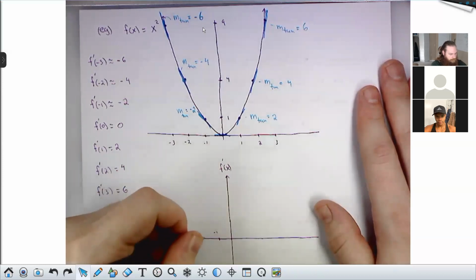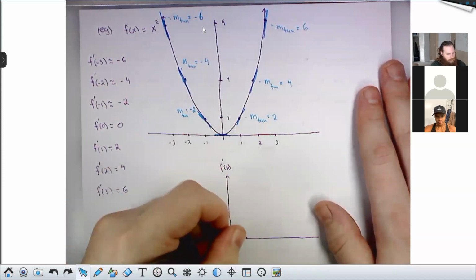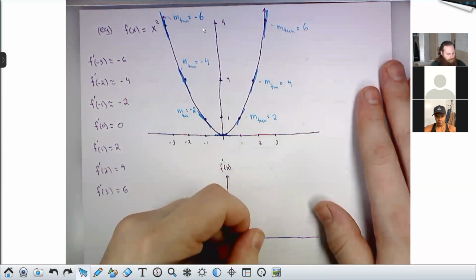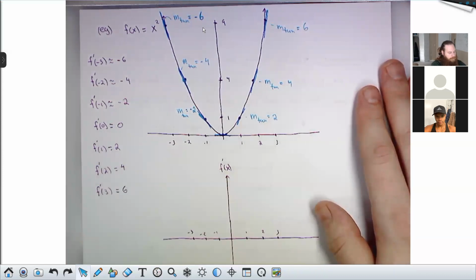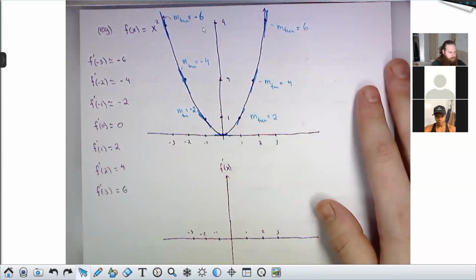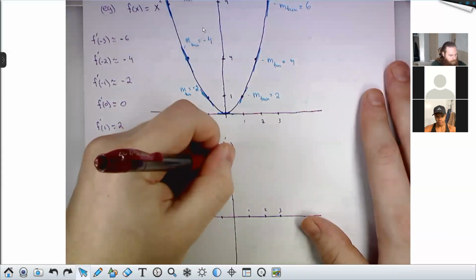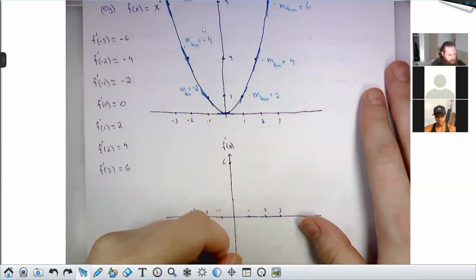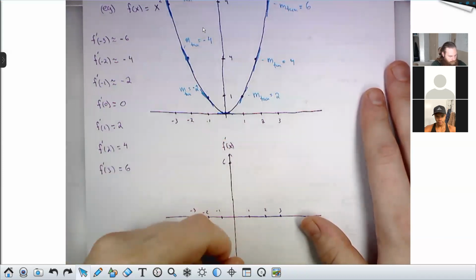-1, -2, -3, 1, 2, 3. All right. I guess I need to mark off some y values too. I'll call this up here +6, and I'll call this down here, what is the distance down here? This -6.